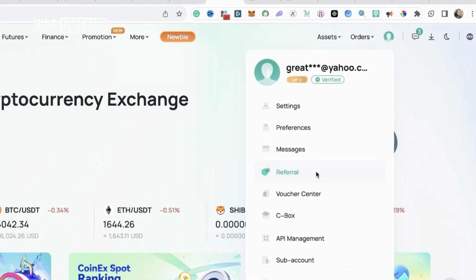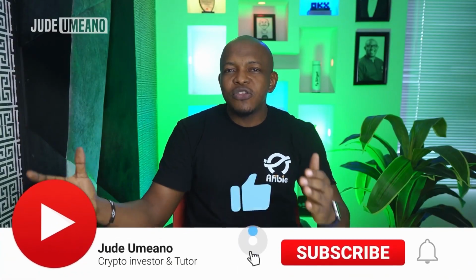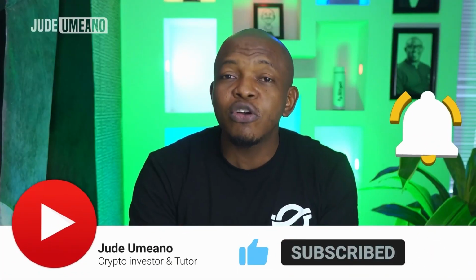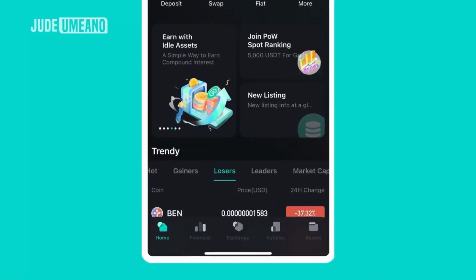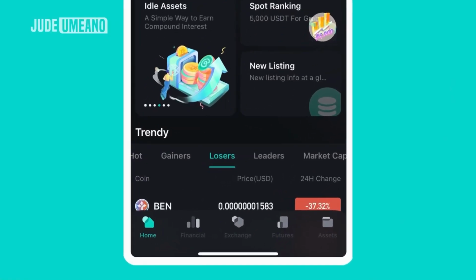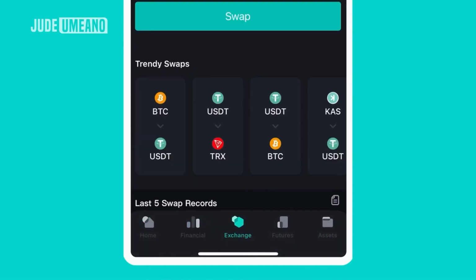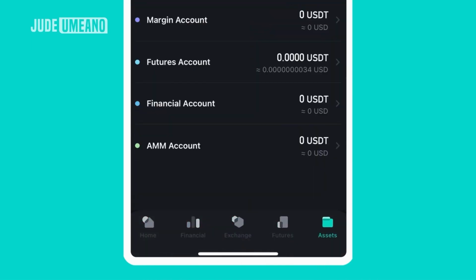Now, I know that many of you like to use the app, so do I. So I'm going to continue this using the app. When you download the app, look at the bottom menu. You have home, financial, exchange, futures, and assets.